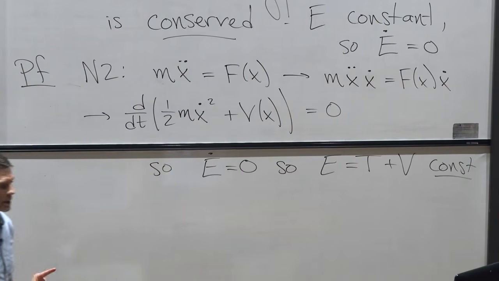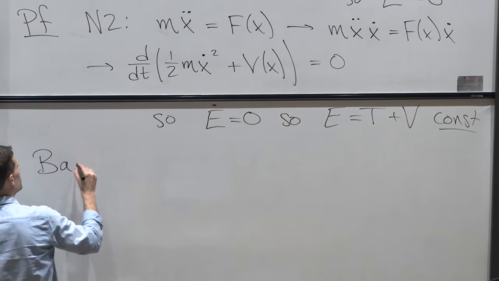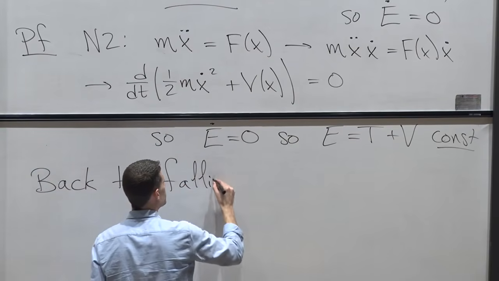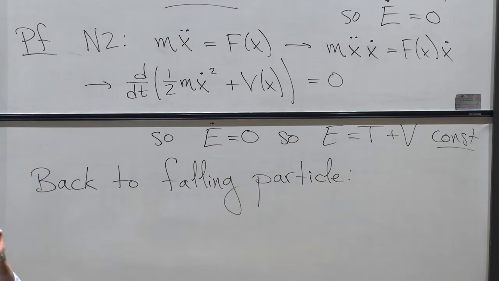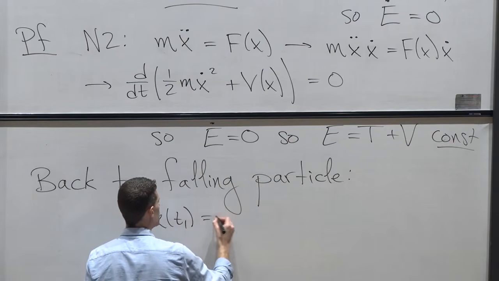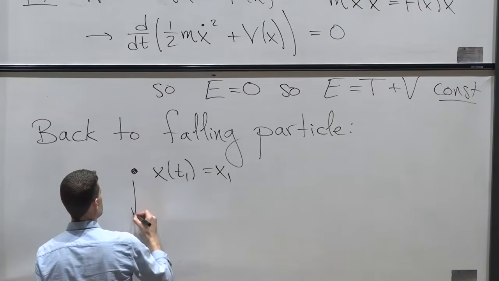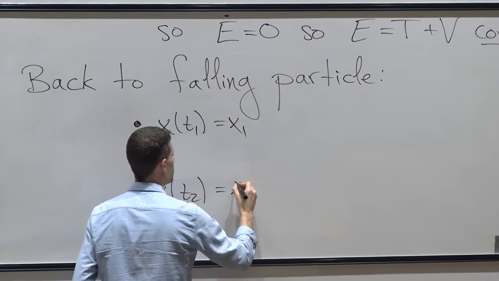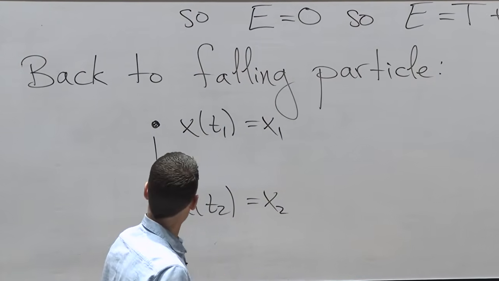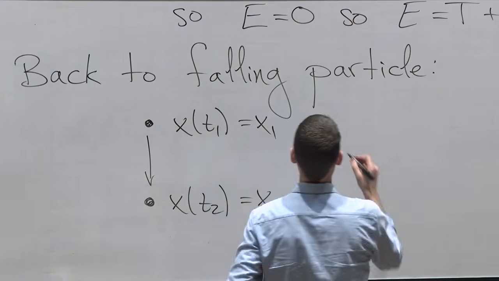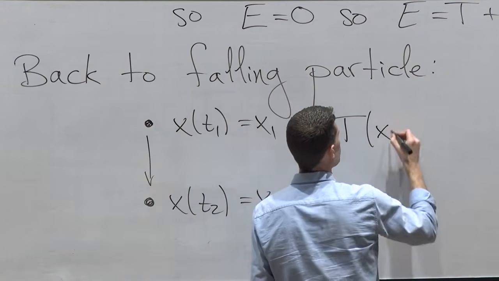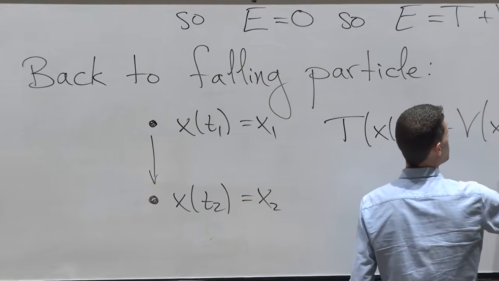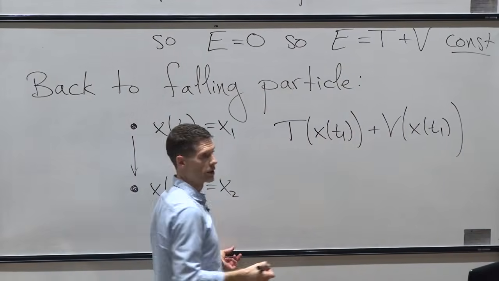Okay, let's go back to this falling particle and see if we can make some more sense of it. So now I'm going to bring in time. I'm going to say the particle was at x1, and it moved to x2. There's a motion from x1 to x2. So we have x of t1 is x1. So at time t1, the particle was there. The particle fell down to here, so x at some later time t2 is x2. And conservation of energy says that the total energy at time t1 must be the same as the total energy at time t2.